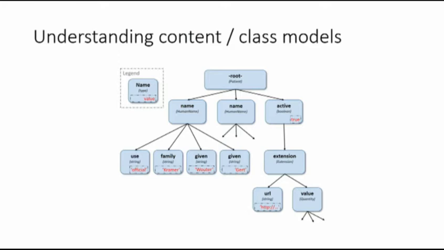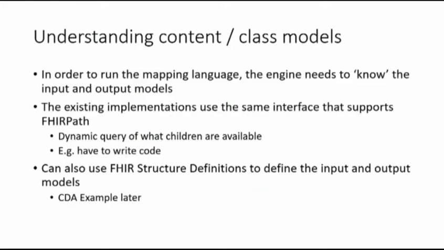And the author, who's actually writing the mapping statements, has to know how the engine will access, or how it looks when the engine accesses the tree. So you need to know the input and output models. And so how that works technically with all the implementations we've got is they all implement the FHIR path interface, which is a meta interface onto the classes.